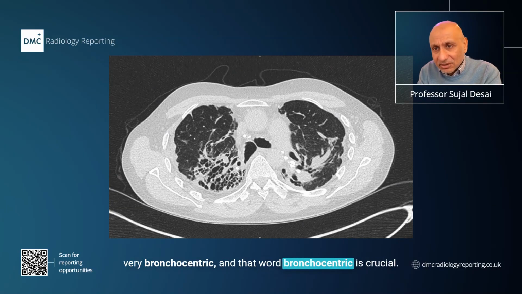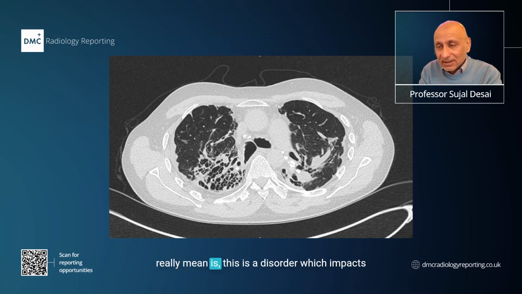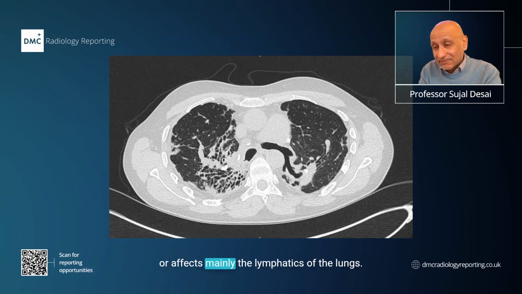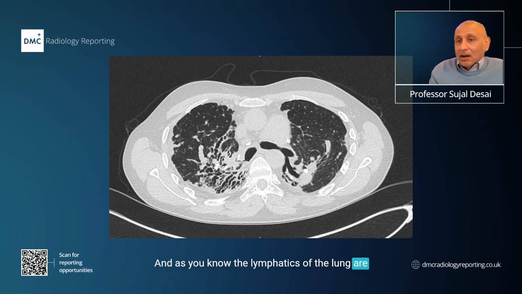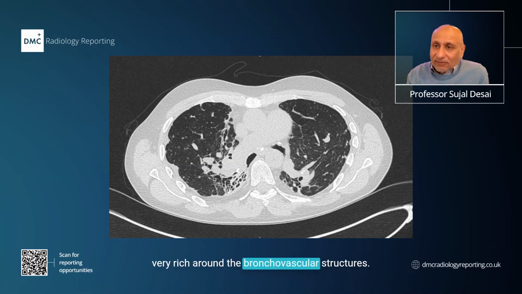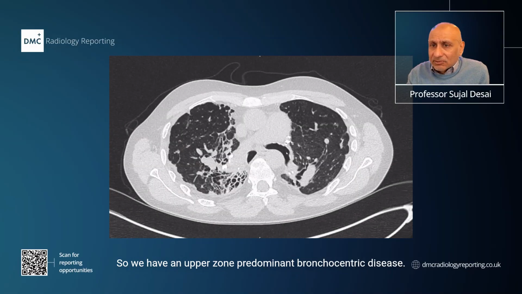And that word bronchocentric is crucial, because when I say bronchocentric, what I really mean is this is a disorder which impacts or affects mainly the lymphatics of the lungs. And as you know, the lymphatics of the lung are very rich around the bronchovascular structures. So we have an upper zone predominant bronchocentric disease.